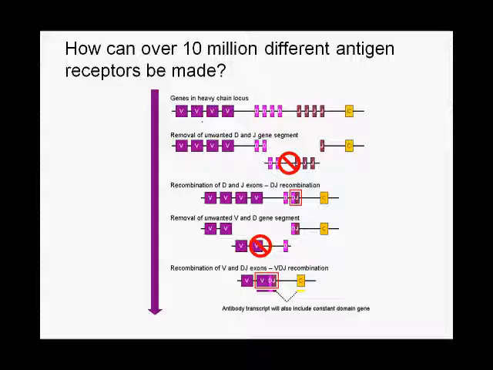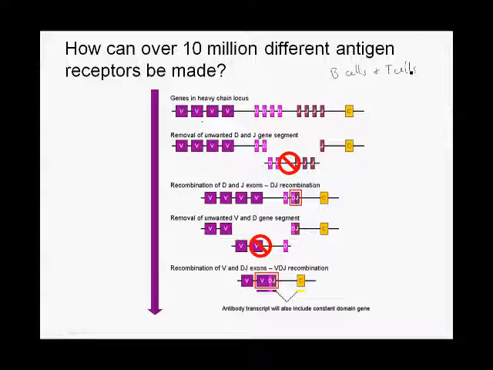Well, the answer is in combinatorial joining. B cells and T cells, and only B cells and T cells, actually undergo DNA rearrangement. These are the only cells in the body that, as part of their regular differentiation program, rearrange portions of their DNA.